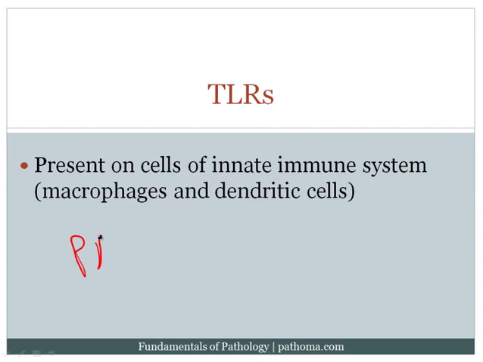PAMPs, pathogen-associated molecular patterns. These are patterns of molecules that are commonly present on pathogens. The toll-like receptors recognize these general patterns, and when they see this pattern, that lets the body know that there is an invader present within the body, and that turns on the acute inflammatory response.